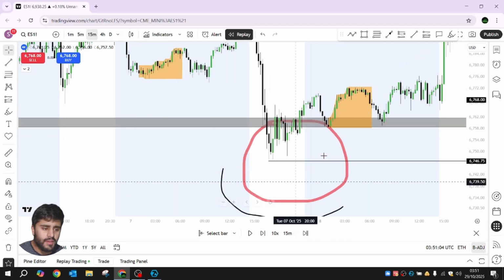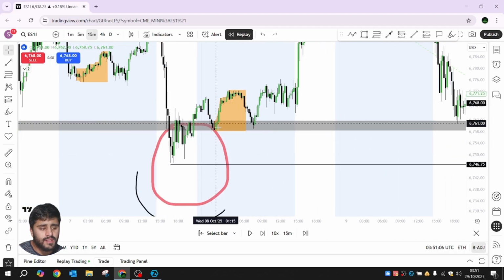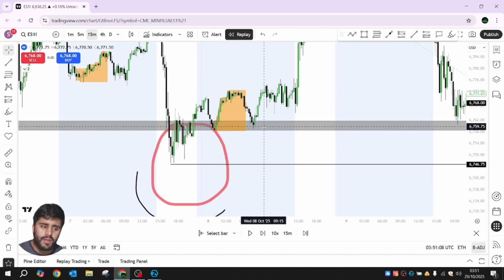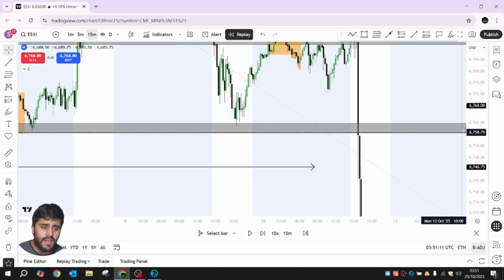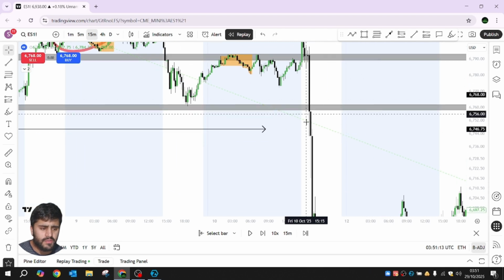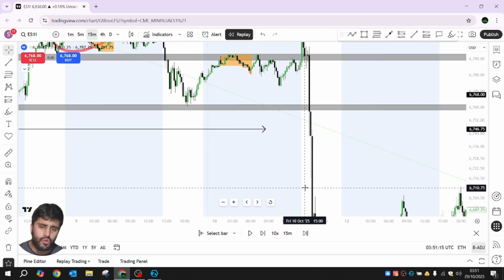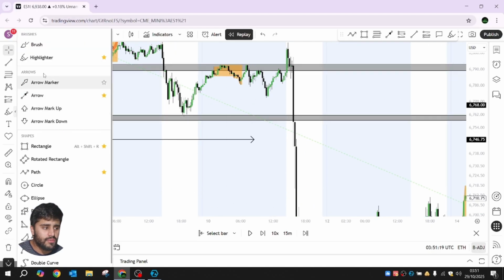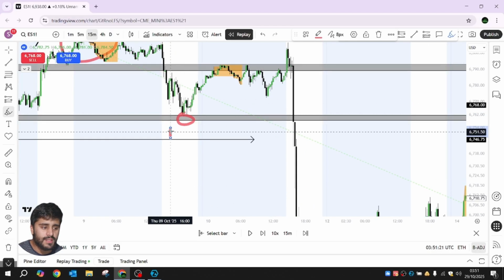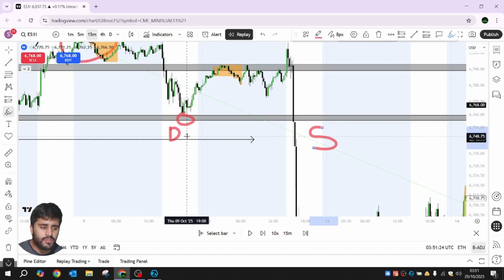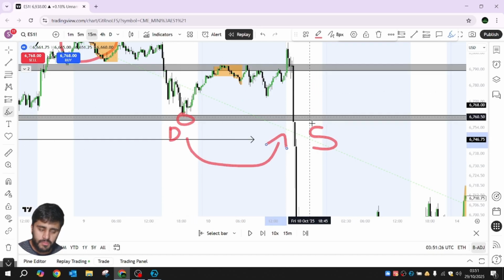Let me explain what I mean by that. If we continue to look to the left, we see the market holding as demand, and then we, of course, had the Trump tariff tweets that gave us a strong move to the downside. This is what we call a simple shift from demand, so I'll just write D, to supply. This is what we call a flip zone from demand to supply.